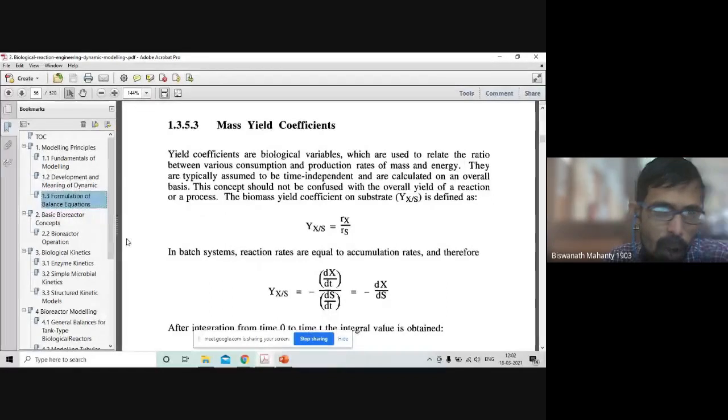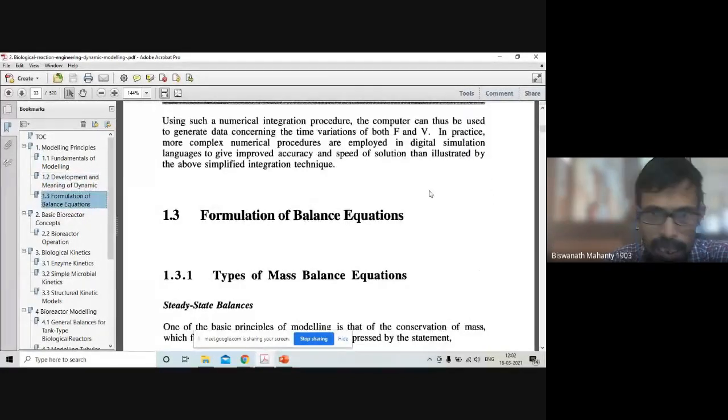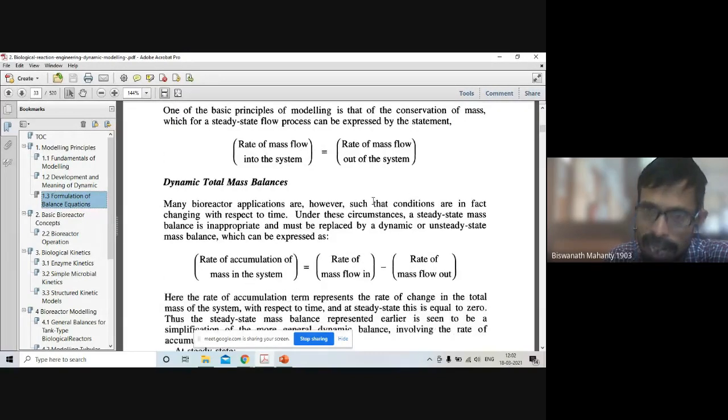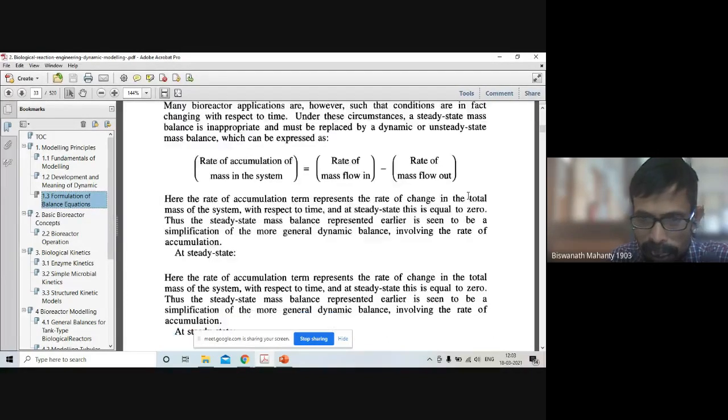I will also recommend you to go through the textbook. Even if I am not strictly following the textbook, it is not really required, but I will definitely suggest you to go through how people are formulating models. What type of mass balance model? You are always talking about steady state balance, so rate of mass inflow equals mass outflow, right? Then dynamic balance: how much is coming in, how much is going out, and how much is produced, maybe, or changes.